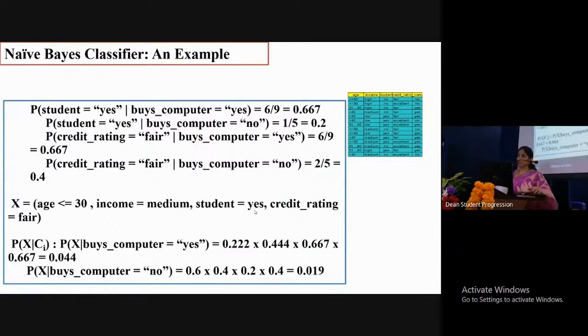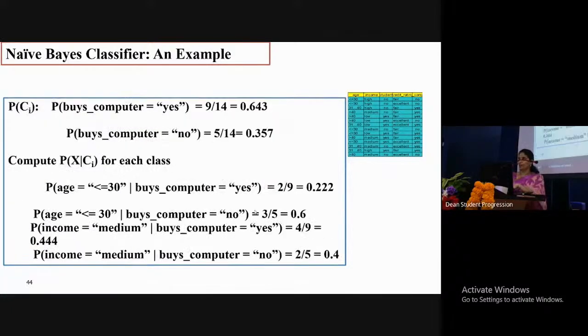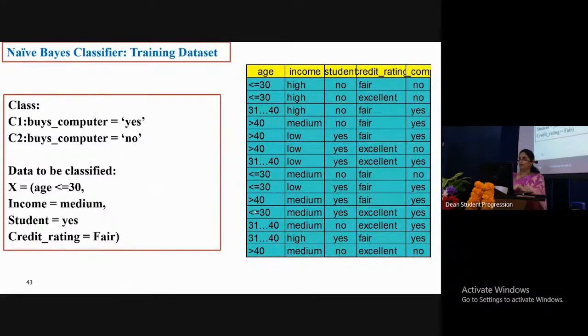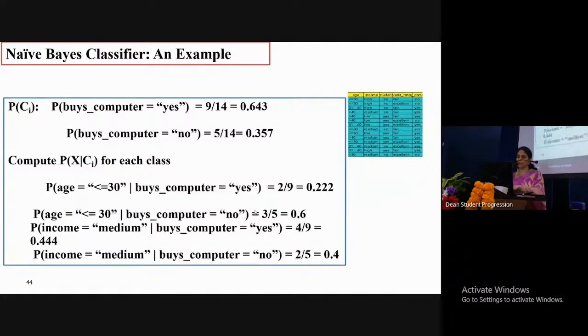Now, how many tuples have student equal to yes and buys computer equal to yes, out of the total 9 yes? If you look here, student: no, no, no, no, like 1, 2, 3, 4, the fifth one is a yes, and the corresponding buys computer is also yes. The sixth one is yes, but the corresponding buys computer is a no. So you check like this: how many yes I have, and for those yes, how many of them are going to buy a computer. Take a count of that, right?